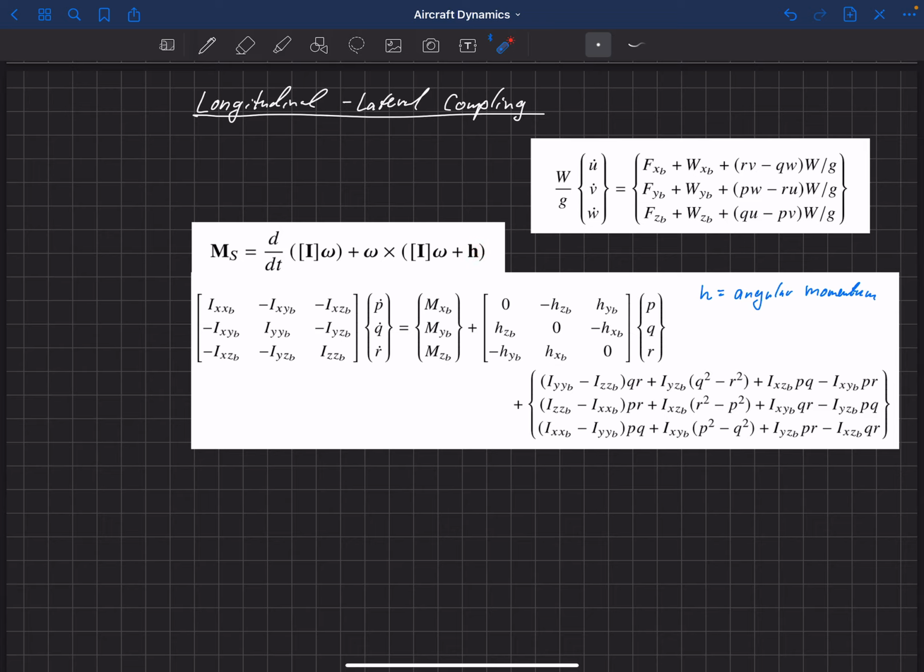And then previously we assumed that the aircraft was symmetric, so that the inertia tensor was symmetric. That allowed us to drop out the xy term here and the yz term here. So we actually just had the diagonal terms left, and then these corner terms here, the xz term. Okay, and that allowed us to decouple the longitudinal and lateral properties of the aircraft.